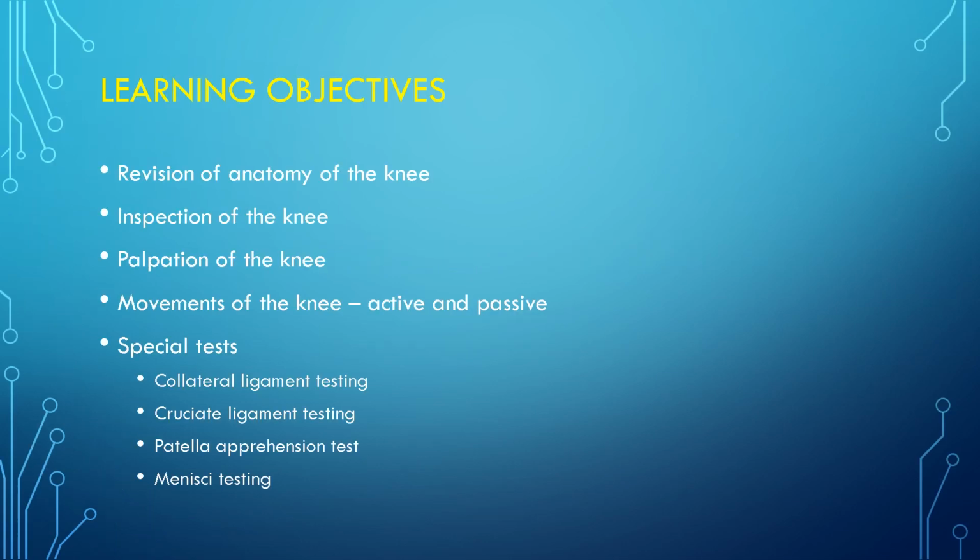We're going to do a quick revision of the anatomy of the knee. Then we're going to go through the different stages of the examination of the knee, including inspection, palpation, movements of the knee, both active and passive, and then some special tests looking at the collateral ligaments around the side of the knee, cruciate ligaments inside of the knee joint, the patellar apprehension test looking for patellar instability, and finally the spongy meniscus. How do we test for that?